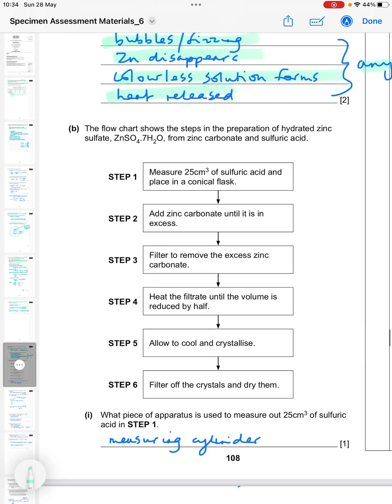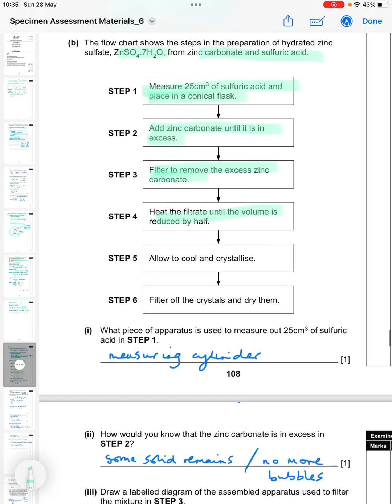Now we have a flow chart showing the steps in the preparation of hydrated zinc sulfate, which is ZnSO4.7H2O from zinc carbonate and sulfuric acid. So step 1 is measure 25 cubic centimetres of acid, place it in a conical flask. Step 2, add the zinc carbonate until it's in excess. Step 3, filter to remove excess zinc carbonate. Step 4, heat the filtrate until the volume is reduced by half, then allow to cool and crystallise, and then filter off the crystals and dry them.